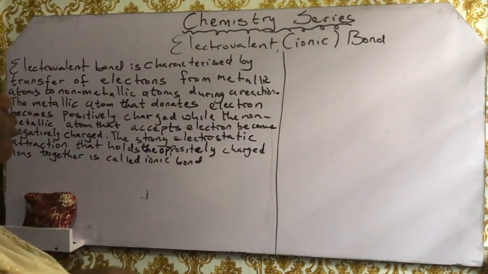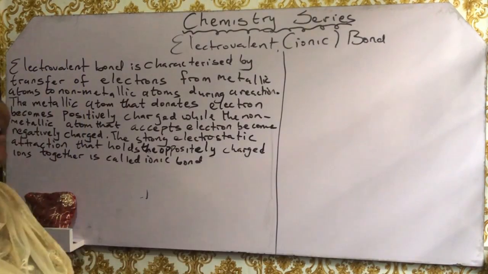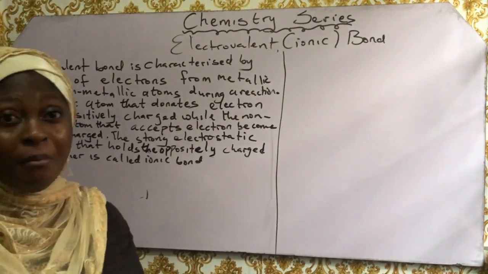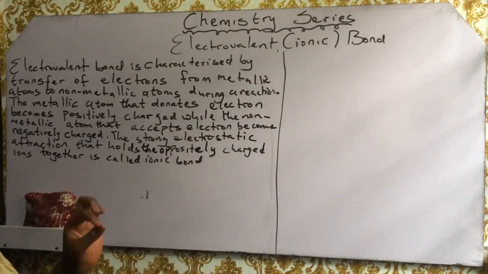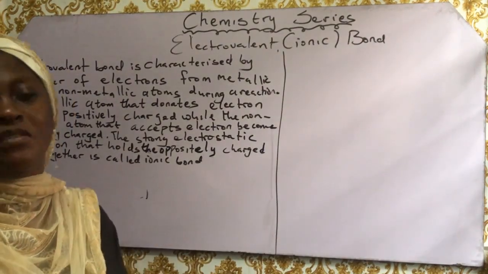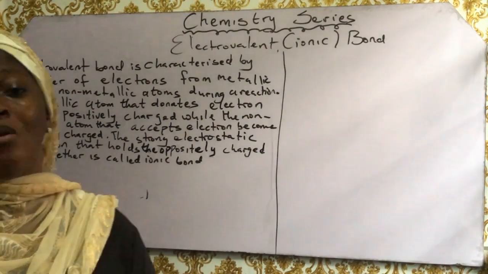In today's class, we are going to be talking about the electrovalent or ionic bond. What is an electrovalent bond? An electrovalent bond is characterized by the transfer of electrons from a metallic atom, such as the sodium atom, to a non-metallic atom, such as the chlorine atom, during a reaction. The metallic atom that donates the electron becomes positively charged, while the non-metallic atom that accepts the electron becomes negatively charged. The strong electrostatic attraction that holds the oppositely charged ions together is called the ionic bond.